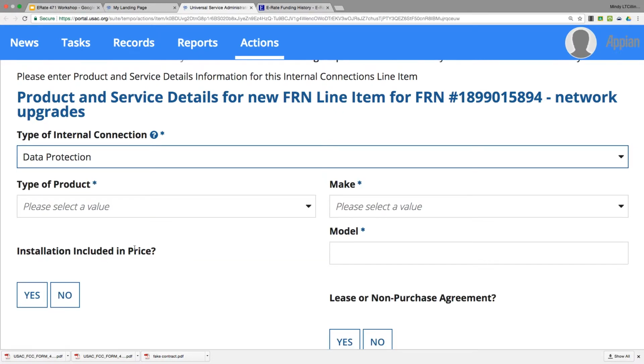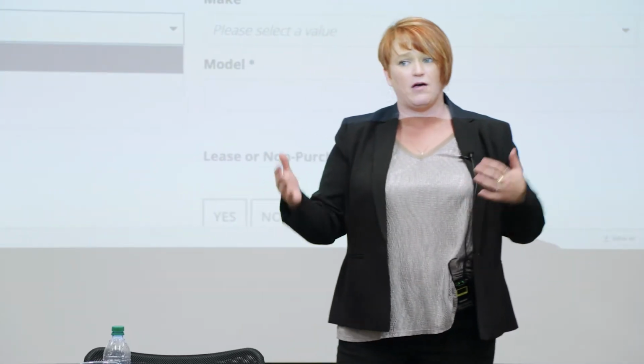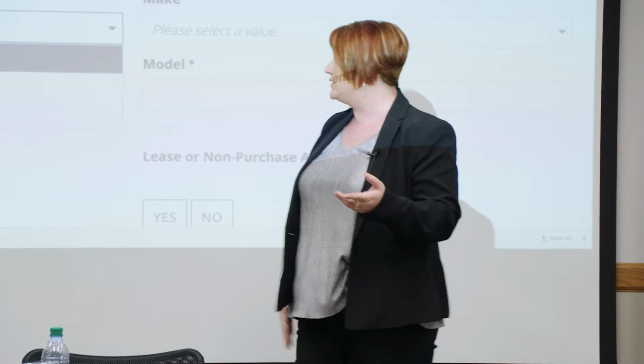Next is data protection, and I have gotten a lot of emails about this. Yes, UPS battery backup is eligible. Yes, firewall service and components are eligible. Please note, if you are applying for a firewall, the filtering is not eligible. Please break it out, and I will do it as an example for you in a minute to show how much of it is filtering so that you don't have questions from USAC on that. If you do not break it out and be proactive with it, they will have a tendency to say, oh, that sounds like a filtering element, and just deny it. So please do note that.